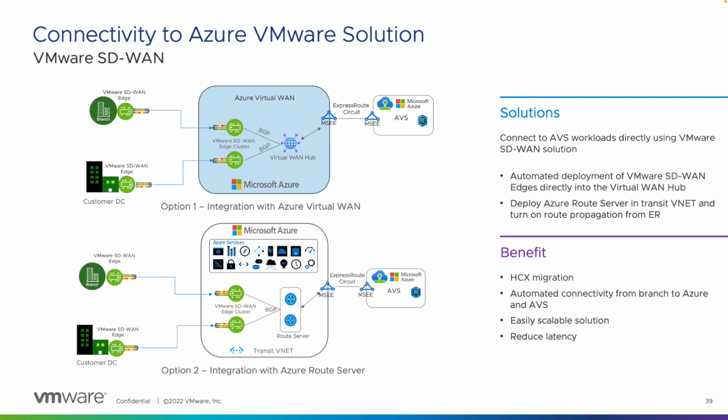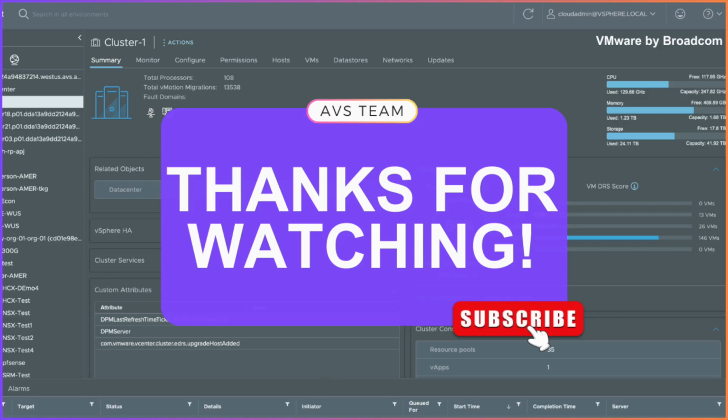The final option we'll talk about is VMware SD-WAN connection into AVS. You can do this with either SD-WAN integration into Virtual WAN Hub or connecting Azure Route Server in a transit VNet. Azure Route Server would be deployed in the same VNet as the ExpressRoute gateway connected to AVS, configured with SD-WAN Edge cluster as a peer, and enable branch-to-branch to allow routes to be exchanged. SD-WAN can be a great option for branch office sites that have smaller internet pipes or more challenging internet connectivity to work with.